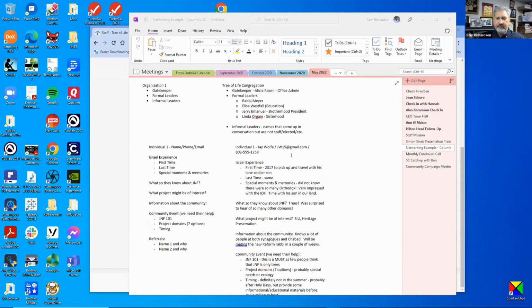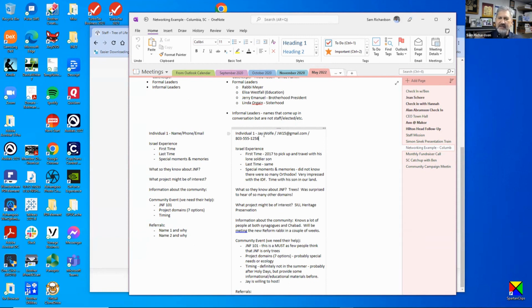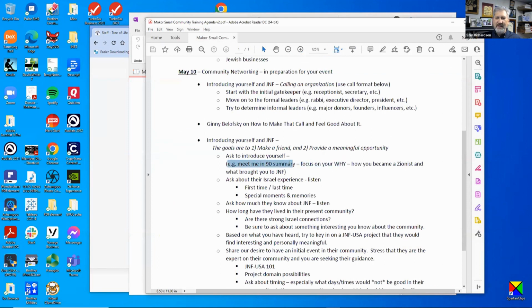So for example, I picked out somebody I spoke to a while ago who actually isn't from Columbia, but it still works. I pick up the phone and call Jay, and I've already got his information here in my notes, even though I've got it on the other list. If I think, okay, I need to call this guy back, where is his information? I've got it in more than one place, which I find helpful. When I call him, I simply say, hi, Jay, I'm so glad I caught you. That's one of Jenny's nice tricks. And I'm Sam from Jewish National Fund. And then I'm going to go into your Meet Me in 90 summary.